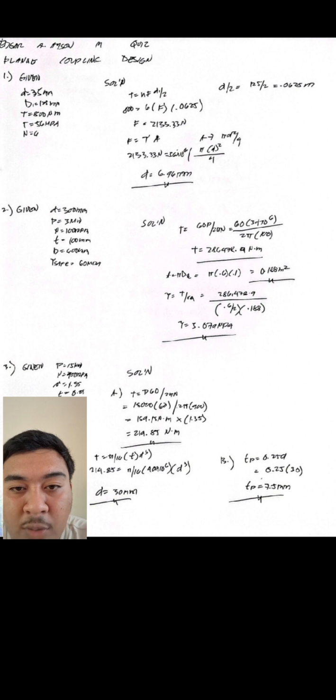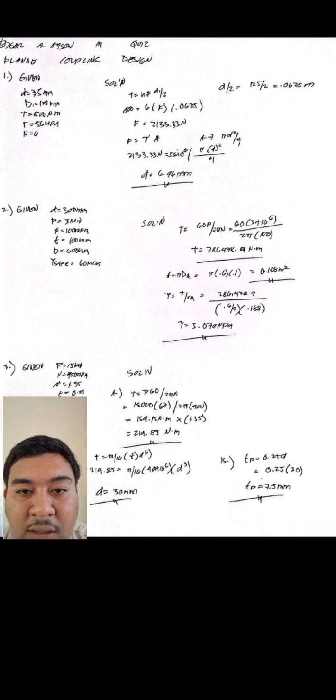So first, we calculate the design torque. Torque, as we all know, the formula is P times 60 over 2 pi N. So by substituting the values, we can get the torque of 214.85 Newton meter. And next, we determine the shaft diameter using the torsion equation. By having this formula and solving it, we can get the shaft diameter of 30 mm.